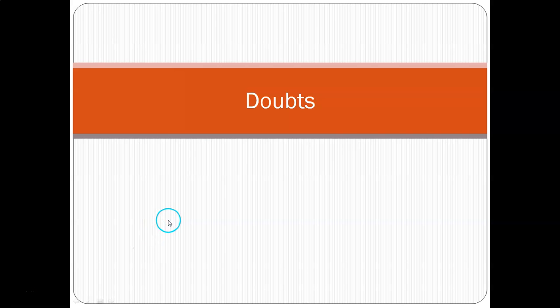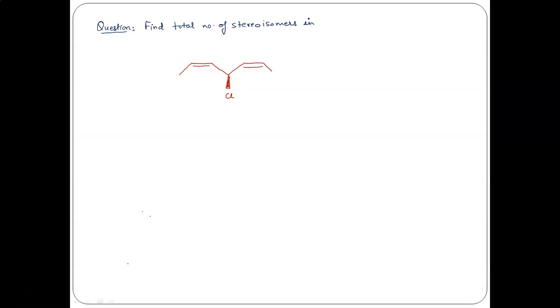In this video, we take another example of a molecule which is symmetrical and contains both types of stereocenter, meaning a double bond which can show geometrical isomerism as well as an asymmetric carbon which can show optical isomerism. So the question is, find the total number of isomers of this.